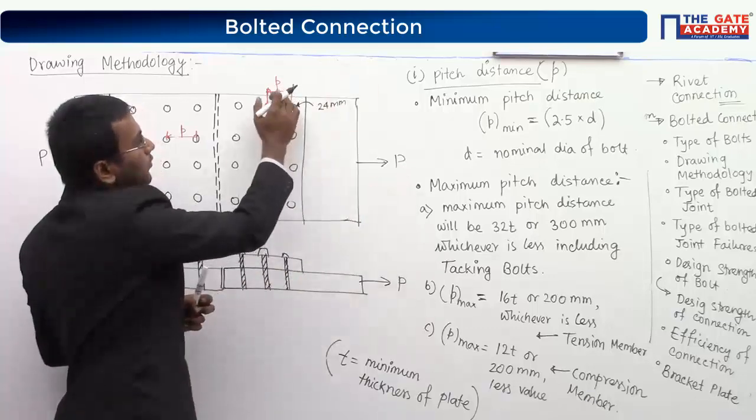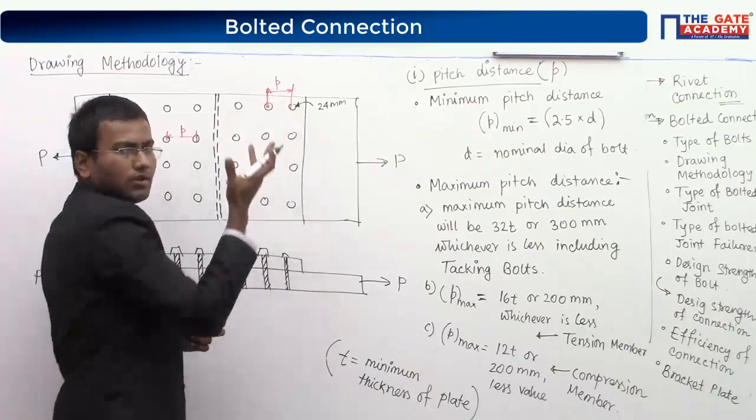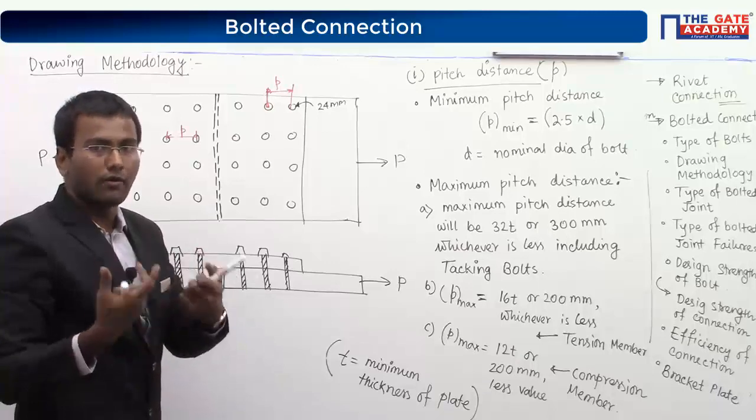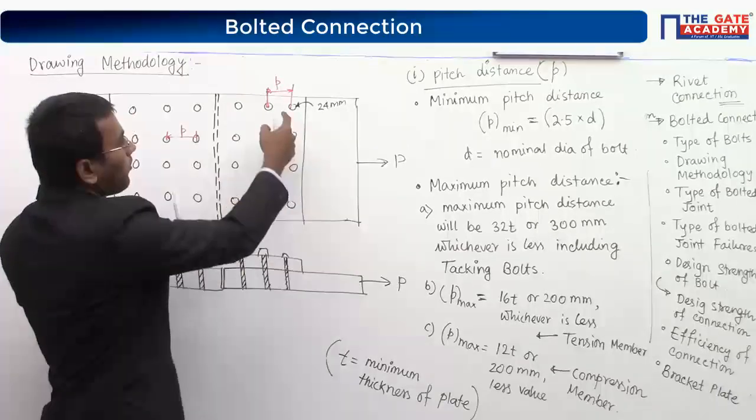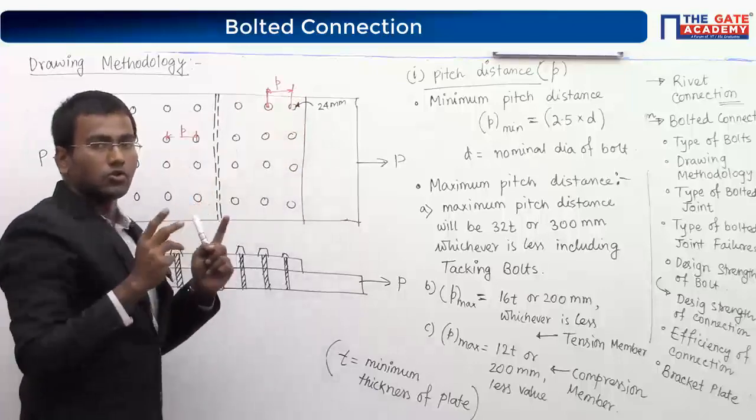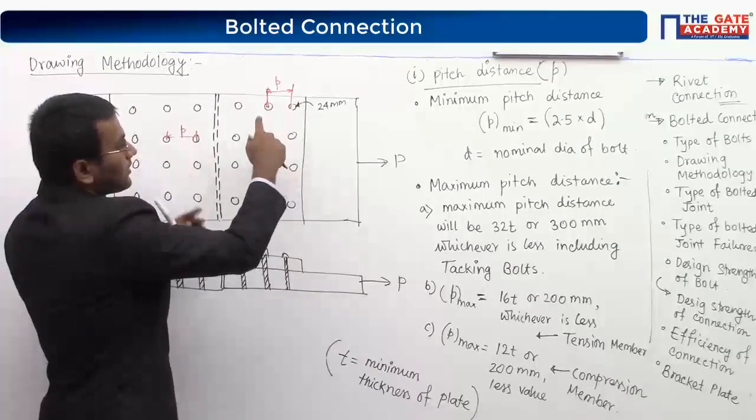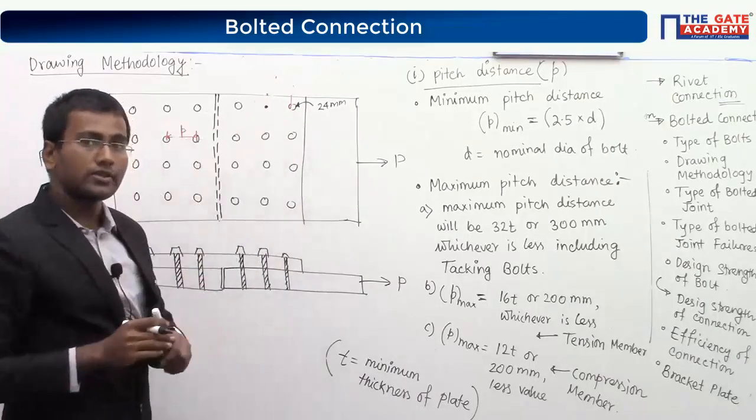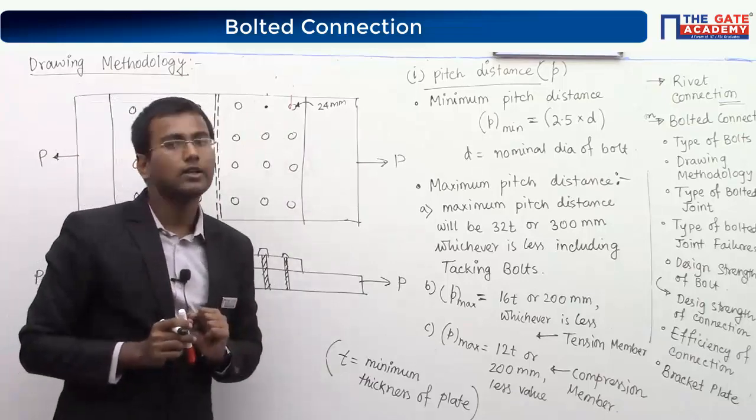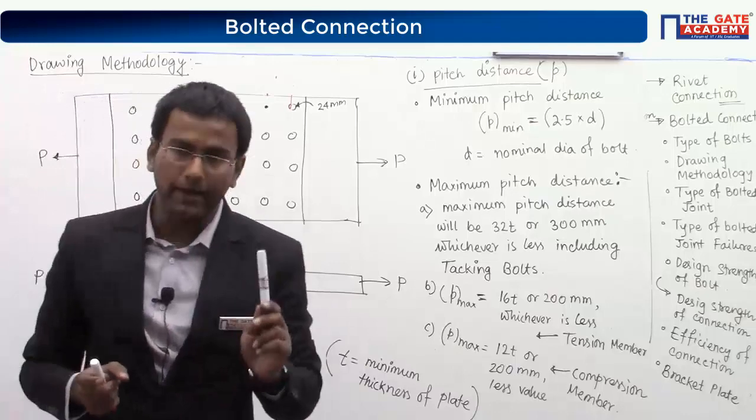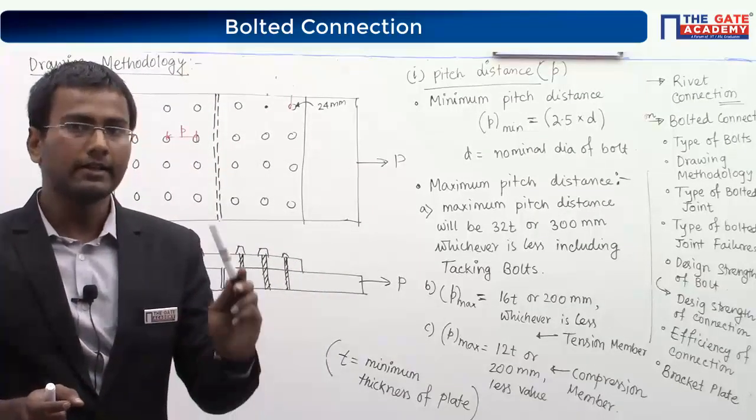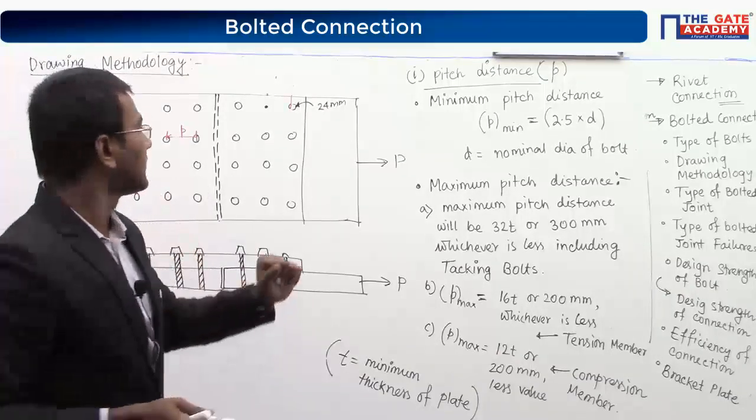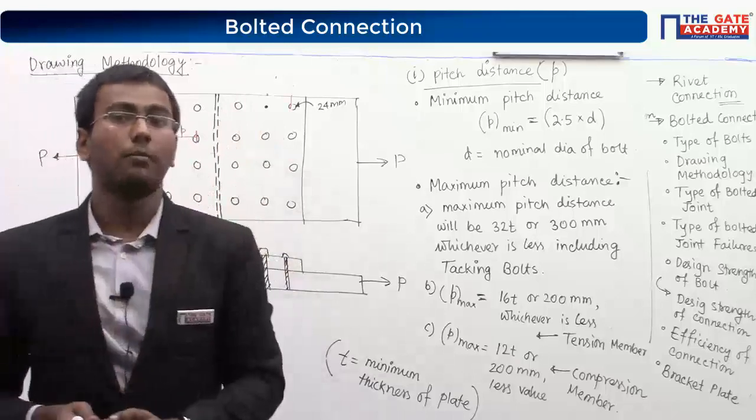So what you can do, you can provide the pitch distance at larger distances, because if I provide more number of bolts, your structure is uneconomical. So we can provide the bolts at certain long distances. So to avoid the long distance, I can provide a bolt which does not carry any strength. So tacking bolts are only provided to maintain the maximum pitch distance consideration, and it does not carry any strength, as well as tacking bolts help against buckling.